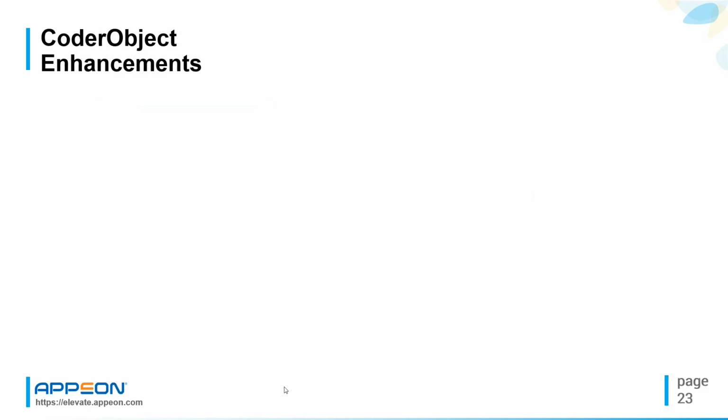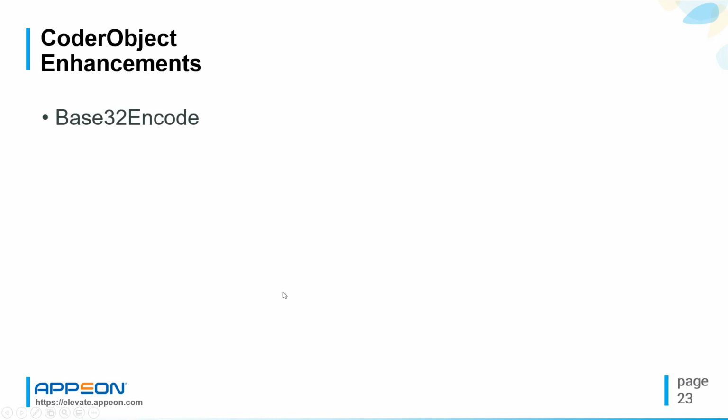Okay, let's talk about the coder object. Now the coder object was in PowerBuilder 2017, and it did things like asymmetric and symmetric encryption. I'm sorry, that's a crypto object. The coder object does things like base64 encoding, URL encoding. They've added some new functions here.